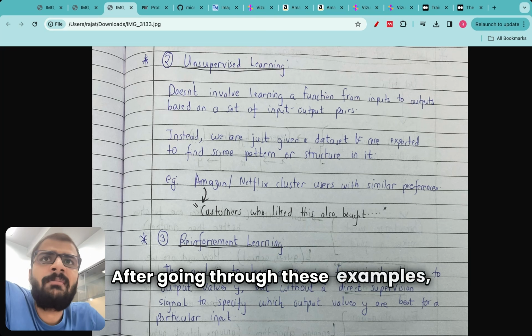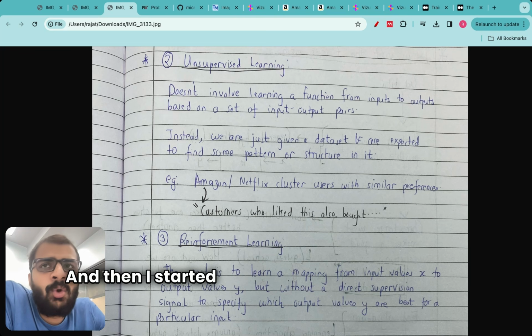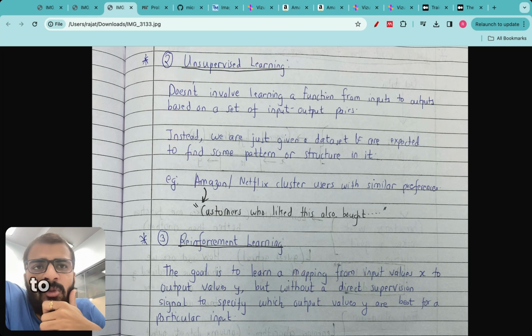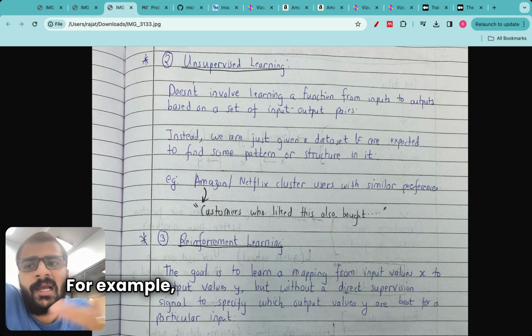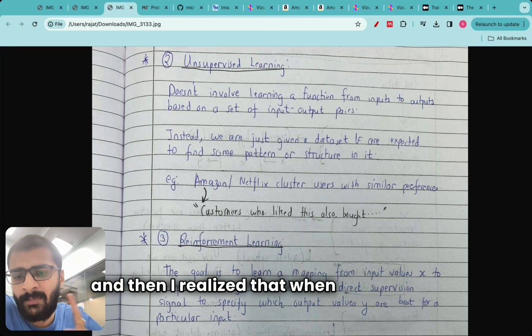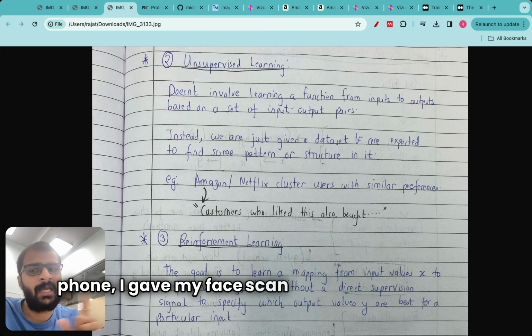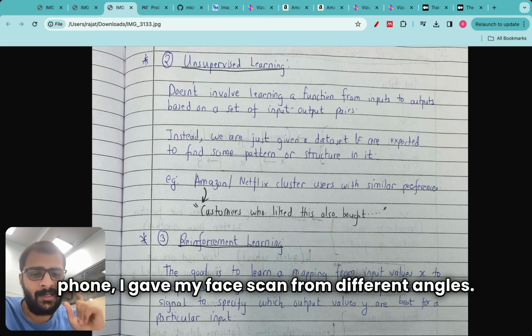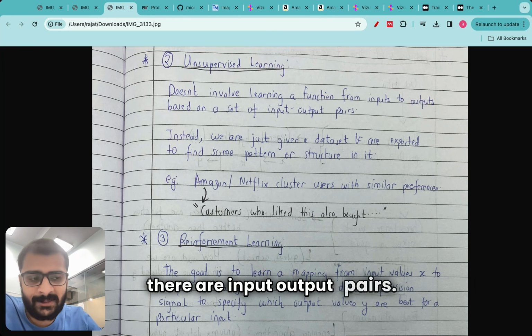After going through these examples, unsupervised learning made a lot of sense to me. And then I started looking at everything around me to see what is supervised, what is unsupervised. For example, I looked at the iPhone face unlock, and then I realized that when I bought the phone, I gave my face scan from different angles. So that is supervised learning, because there are input output pairs.